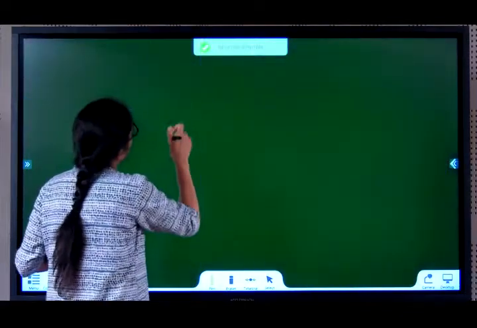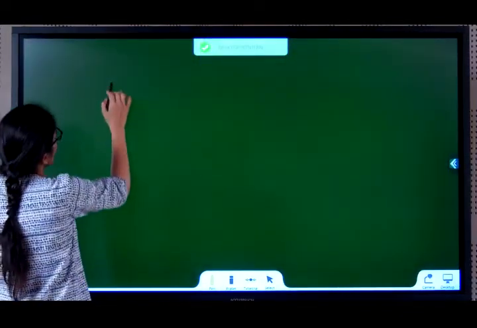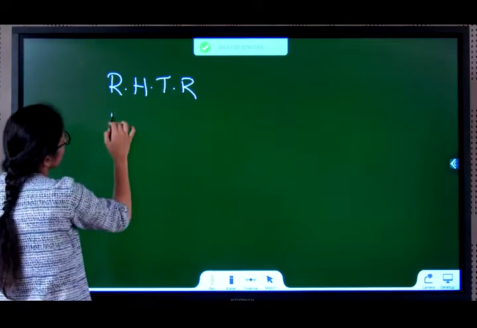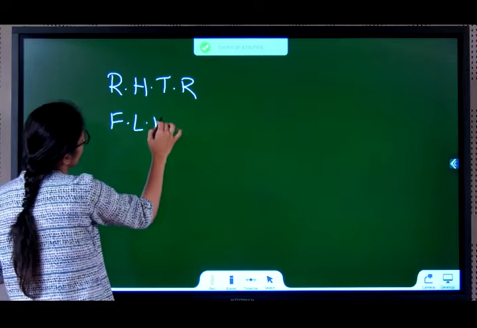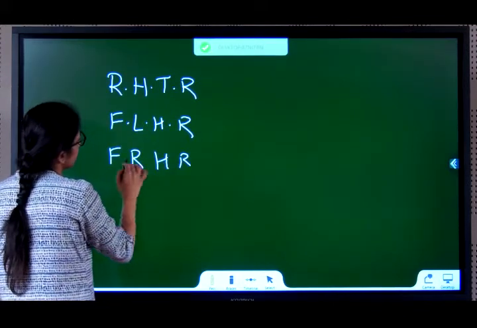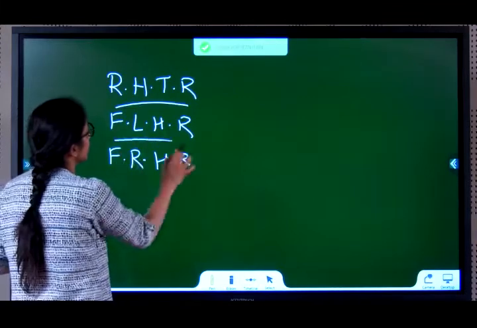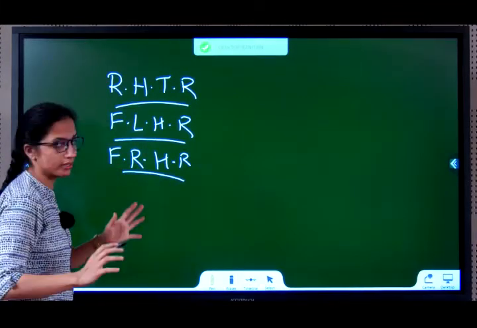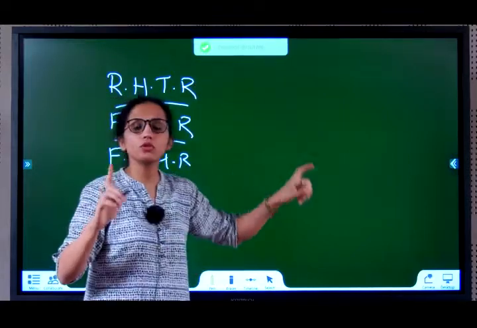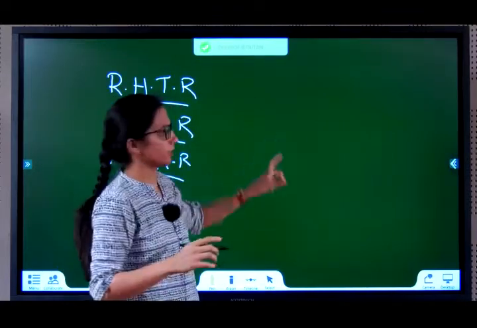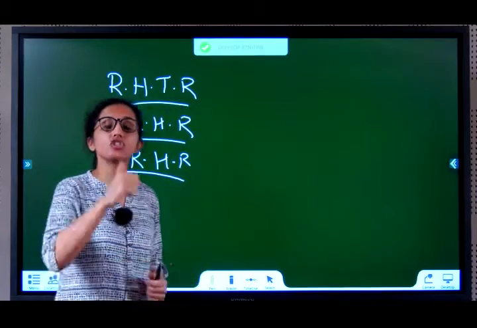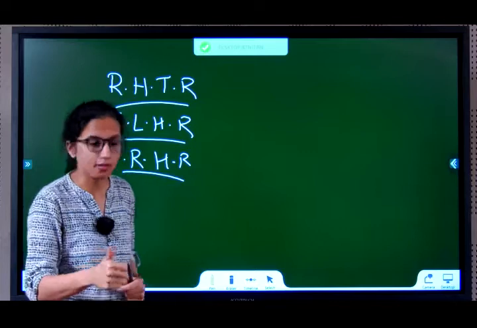Okay. So now let's summarize the three rules. First we learned the right hand thumb rule. Next we learned Fleming's left hand rule. Next we learned Fleming's right hand rule. See, Fleming's left hand rule, right hand rule, don't get confused. First, the right hand thumb rule. The right hand thumb rule is used for what? To get to know the direction of the magnetic field around a straight current carrying conductor.